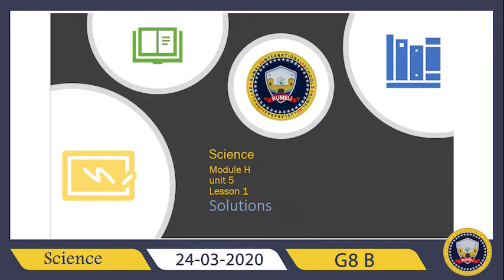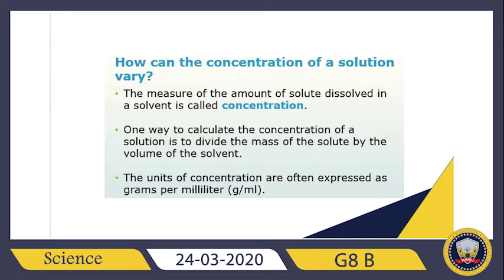So yesterday, you remember, we discussed the different solutions, and we said that mixtures can be either a solution, a suspension, or a colloid, and we discussed the different properties of each of these mixtures. And then we said that a solution is made up of two main parts, solute and solvent.